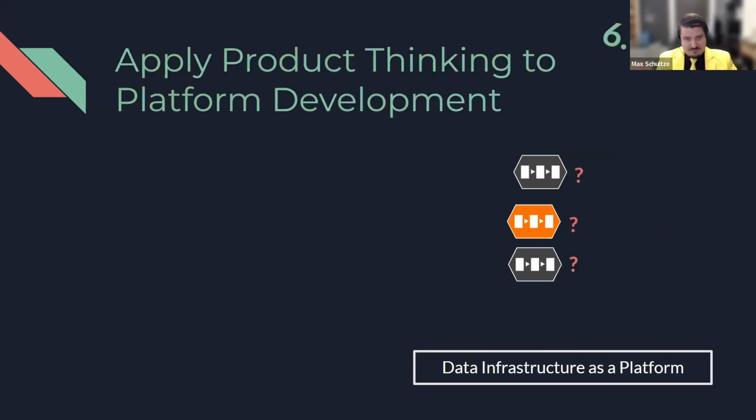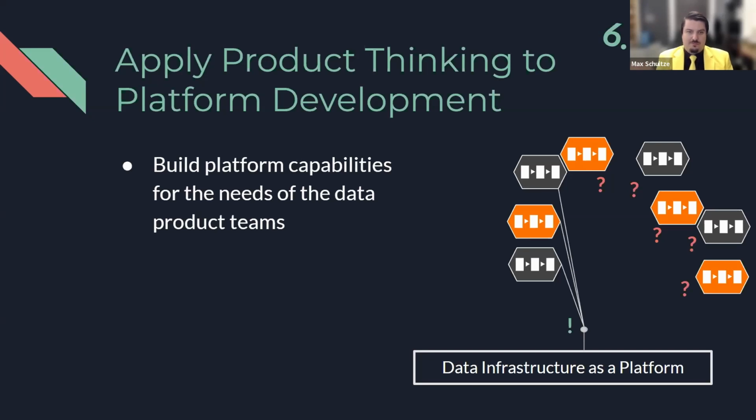And that brings me directly to the next one, which is you should instead apply product thinking, not only to your data products, as we discussed earlier, but also to platform development. When you're actually looking at your data infrastructure platform, you should build the platform capabilities for the needs of the data product teams, right? So again, assuming now you have the first team that has built their first data product and they have run a successful MVP.